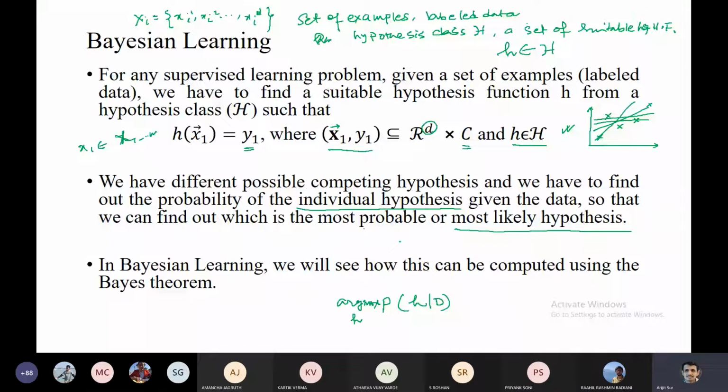In our Bayesian setting, or Bayesian learning, we'll see this particular thing. In Bayesian learning, we'll see how this can be computed using the Bayes theorem. This is very important, and it will come up. Okay, so let's start with Bayes theorem.